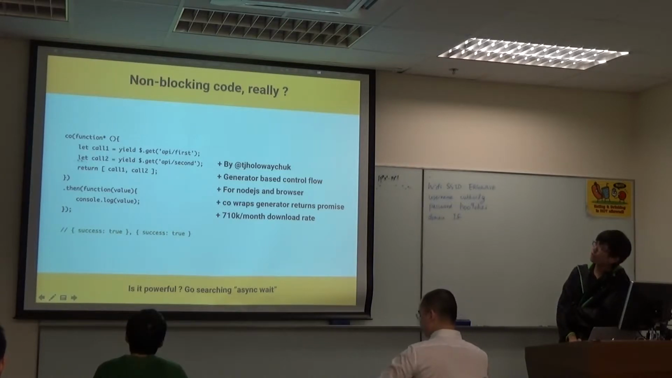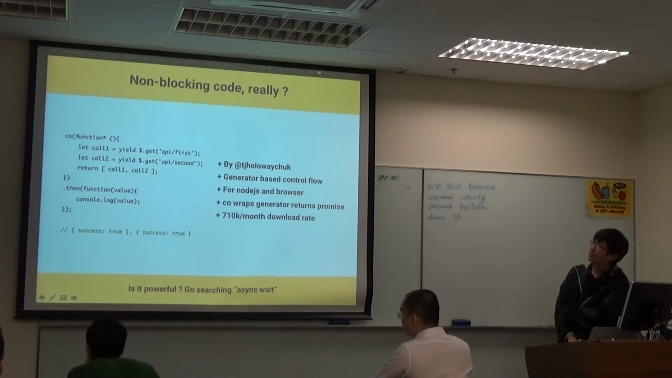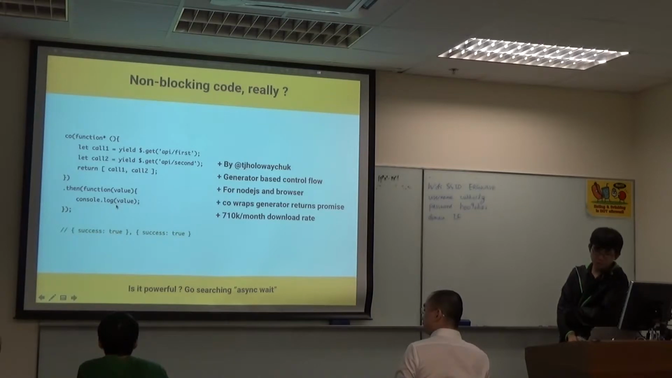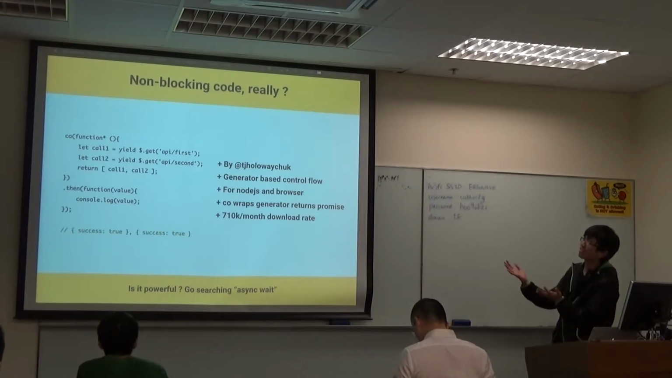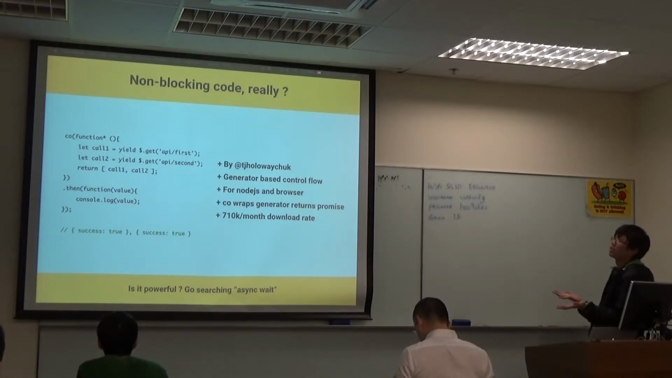And the generator function finally returns an array of two objects, call 1 and call 2. And then co wraps the generator function, and we use .then because this wrapper returns a promise. Therefore, we can use .then to receive the value here. So it looks good, right? So generator is awesome with promise. You can write non-blocking code in a blocking way.